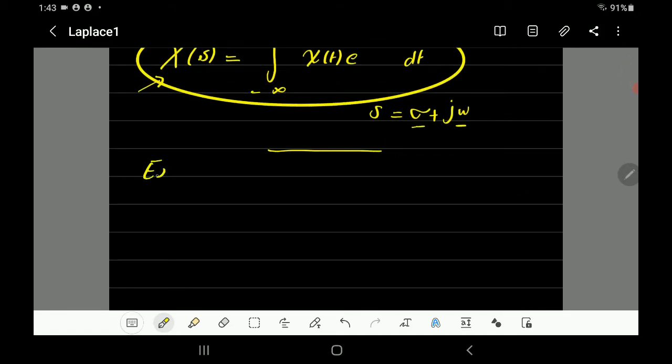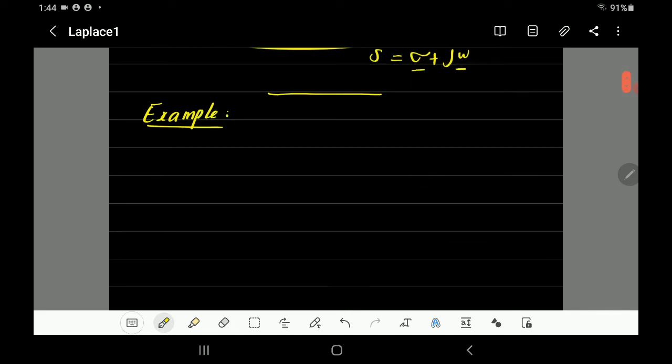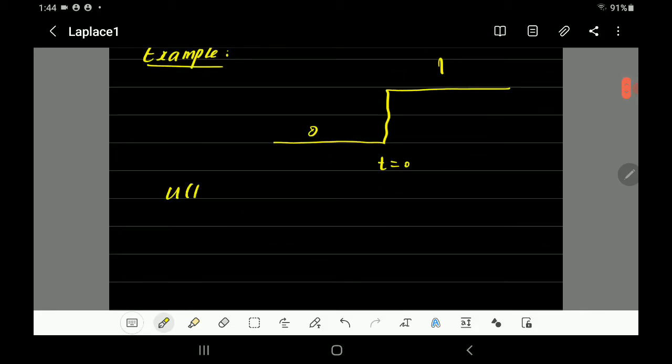Example 1 will have a unit step function. So unit step function is defined like that. At t equals 0 and greater than 0 it is equal to 1, and 0 before that. So you can write u of t is equal to 1 when t is greater than or equal to 0, and 0 if t is less than 0.